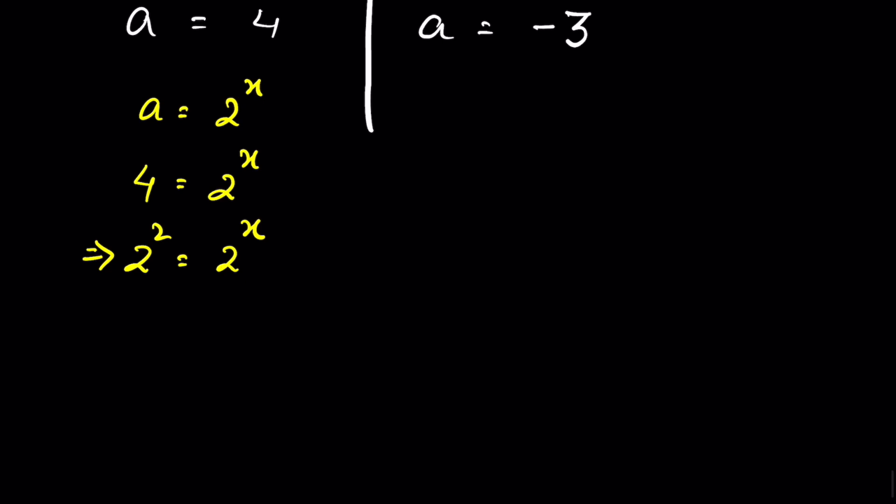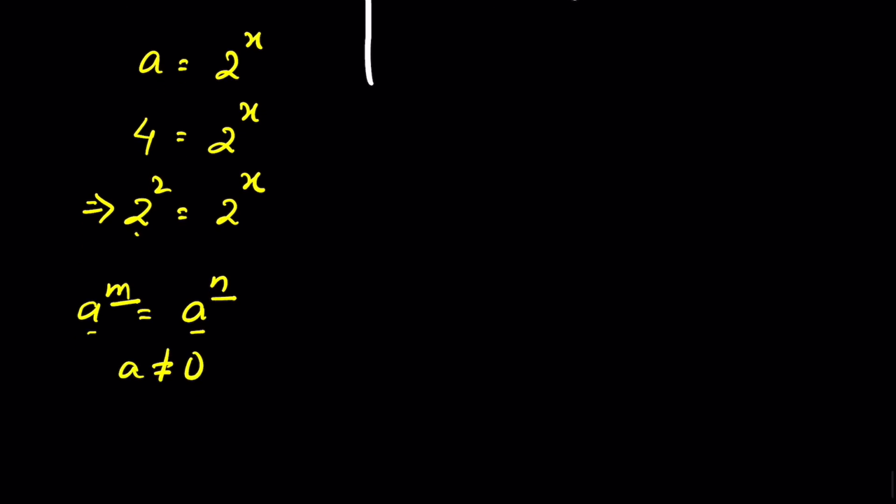And there is a rule: when a raised to the power m is equal to a raised to the power n, and a is not equal to 0 or 1, here a is 2, in that case m is equal to n. So that means here x is equal to 2. This is the value of x here.